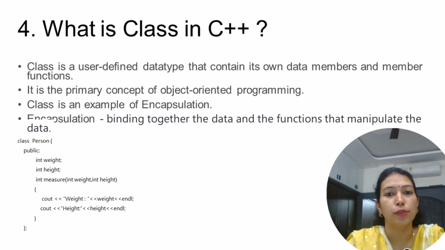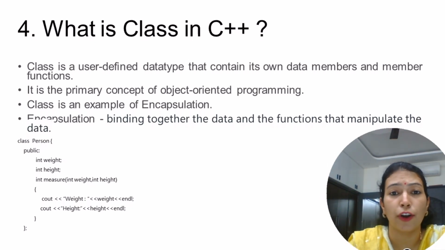Now the fourth question is, what is class in C++? This is the basic and the key feature of C++. Class is a user-defined data type which contains its own data members and member functions inside it. So basically we can say that class is a wrapper of data members and data functions. This is a primary concept of object-oriented programming. It is like the best example of encapsulation.